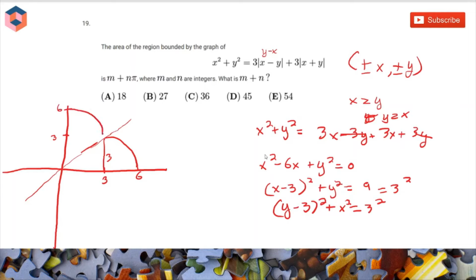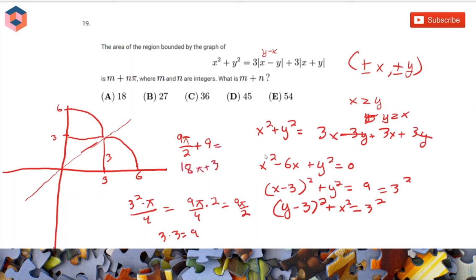And we have another quarter circle with a square. So this quarter circle is 3 squared times pi divided by 4, since it's a quarter circle, 9 pi over 4. We multiply by 2 since there's 2 of these, which gives us 9 pi over 2. That square just has a side length of 3, and 3 times 3 gives us 9. So our answer is 9 pi over 2 plus 9. Now remember, there are 4 quadrants, so you need to multiply this by 4 to get 18 pi plus 36. Now we have to find the sum of m plus n, which would be 36 plus 18, which would give us an answer of 54.